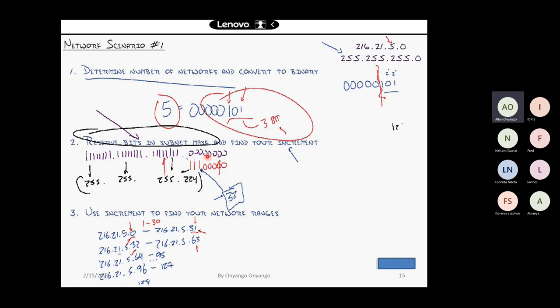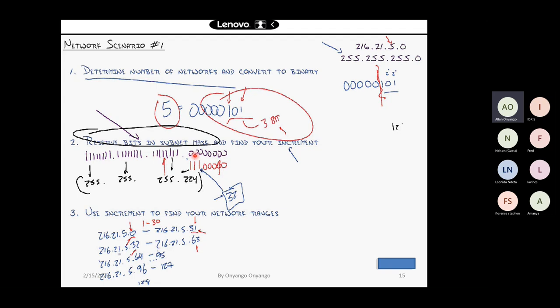And so to borrow bits, and to borrow specifically, to be precise, 3 bits, on the host portion, which is on the fourth octet, which has all zeros, we are going to borrow 3 zero bits, which is in the host portion, and we convert them to 1 bit, which is the network portion, okay? Which means we are going to extend the network portion. So borrow 3 bits, and you borrow from left of the host portion to right.